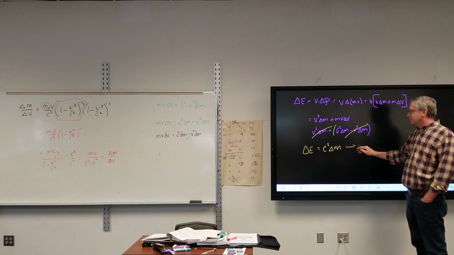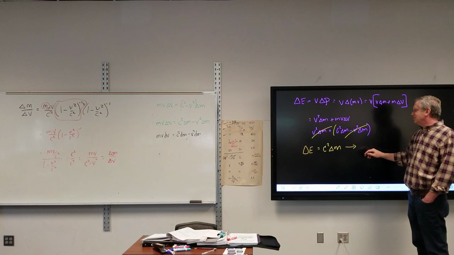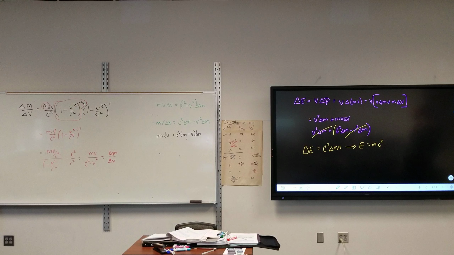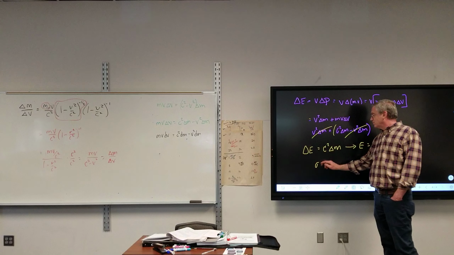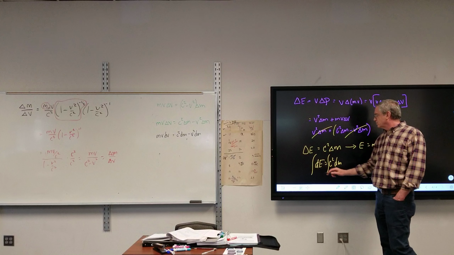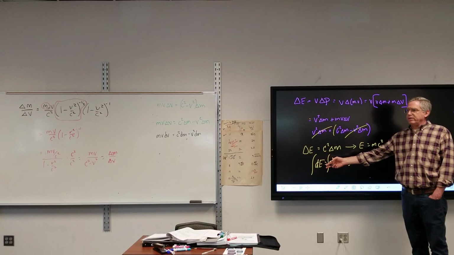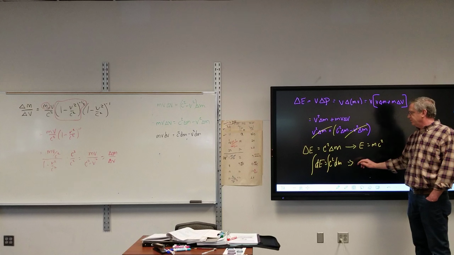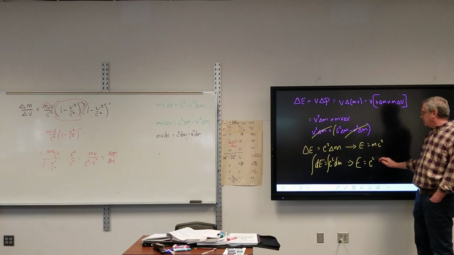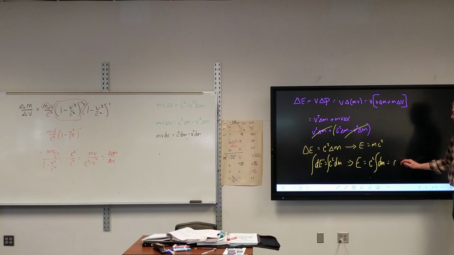Hand wave. Antiderivative. Then we end up with E equals M C squared. I'd like to see you do the antiderivative. Any integral of the differential is just that itself. C is a constant, so that comes out, so that's going to be equal to C squared times the integral of the differential. And there's just C squared.